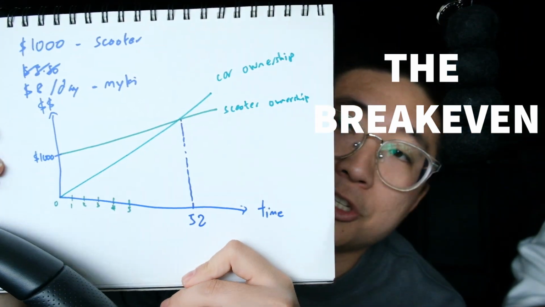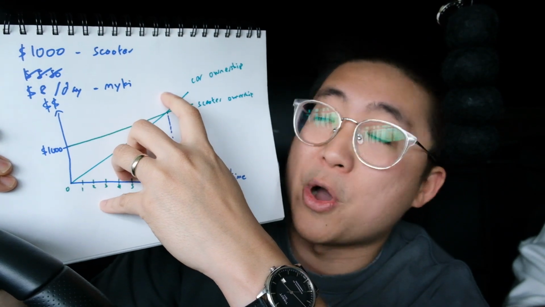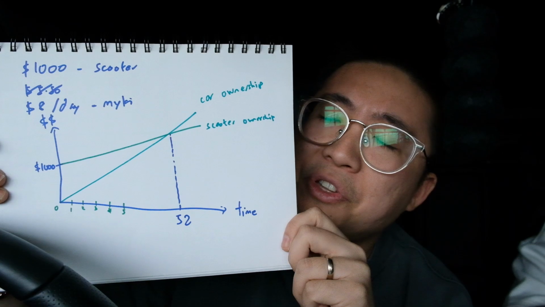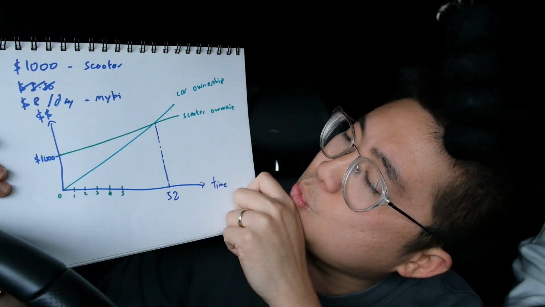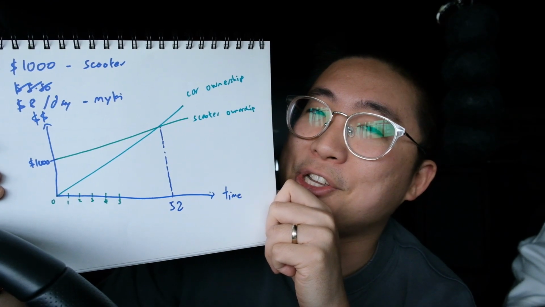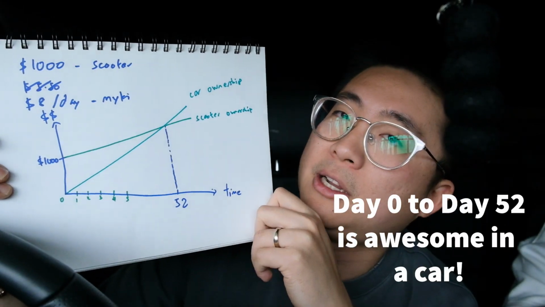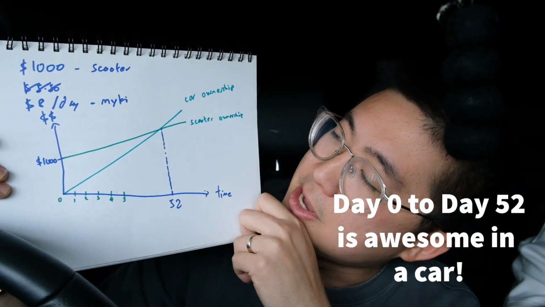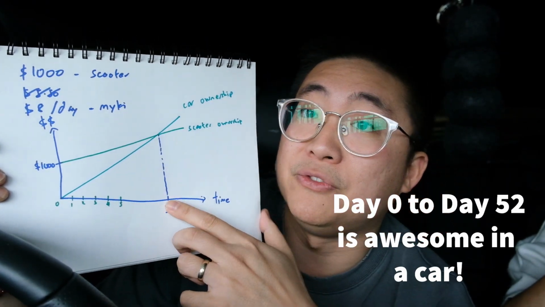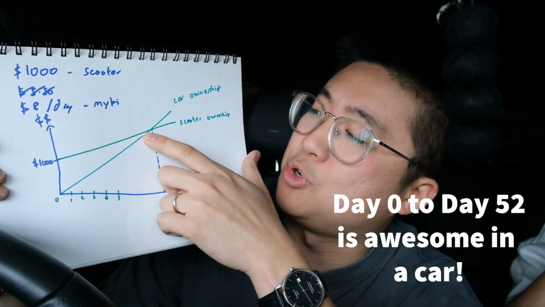If you notice that after a certain point, the car gets more expensive, then technically after 52 days is when the cost over time for a scooter is actually cheaper. So I caught myself there, okay? While it's better to own a car and zip around and everything, it seems like on a dollar basis every day that you spend, after 52 days, it's going to be way more expensive to own a car versus owning a scooter.